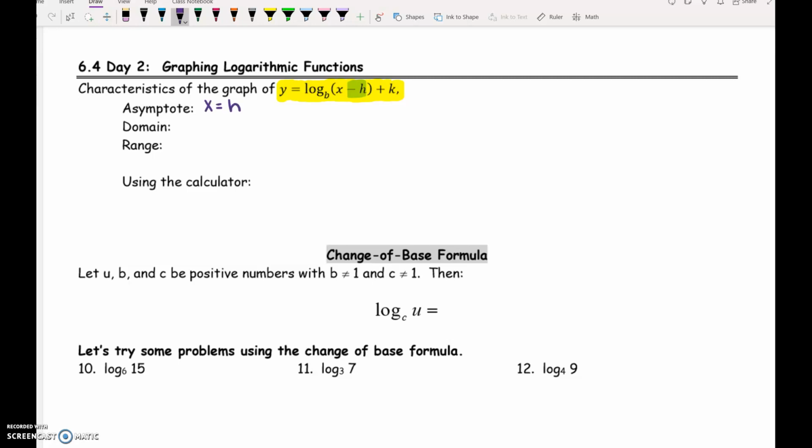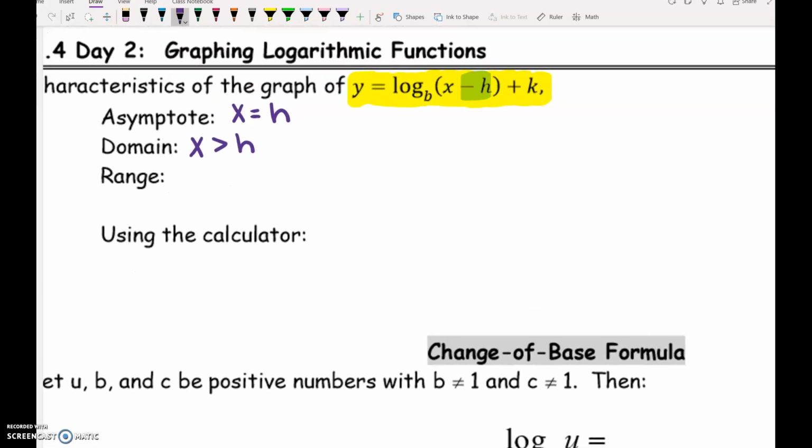It's going to be the opposite of whatever number is in there, because minus h actually moves to the right and plus h would move to the left. The domain, assuming that there's no negative in front of the x, is going to be x is greater than whatever that asymptote value is. And the range, that's the easy part, the range is all real numbers. And on the test, you can just use a capital R for all real numbers. That will suffice.